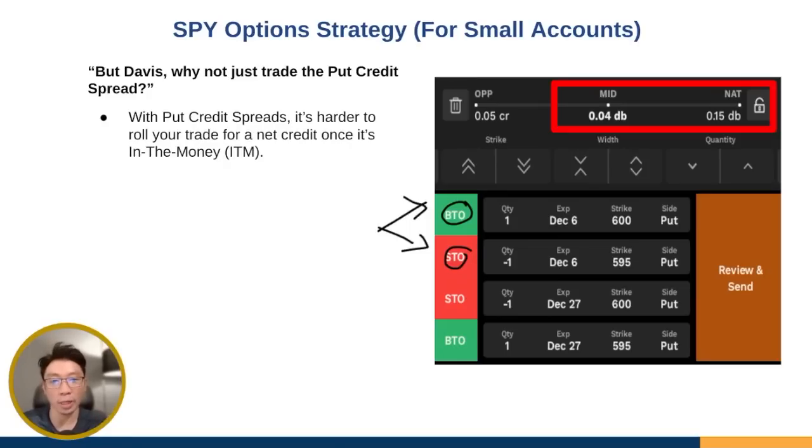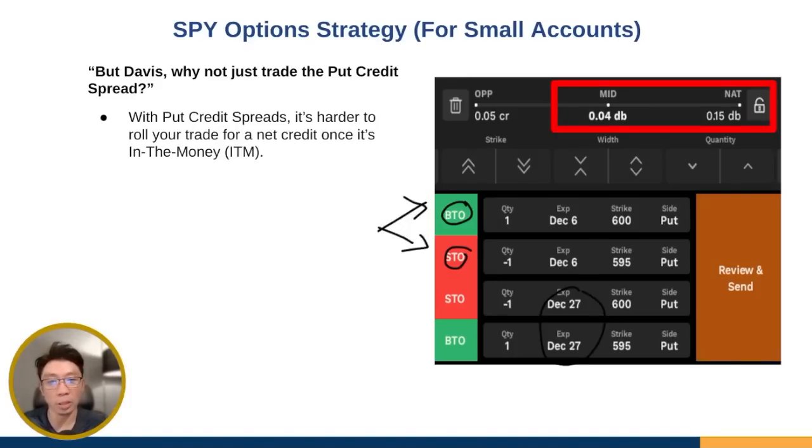When you actually roll it, it should show BTC and STC. That means buy to close and sell to close. But because I don't actually have a position on, I'm just simulating it to show you. It shows BTO and STO, right? So this is something to just take note of. Now, if you were to roll it, all you've got to do is go to a later expiration date. As you can see over here, now we have gone to a later DTE, which is December 27, well, at least as of this recording, I'm using these dates.